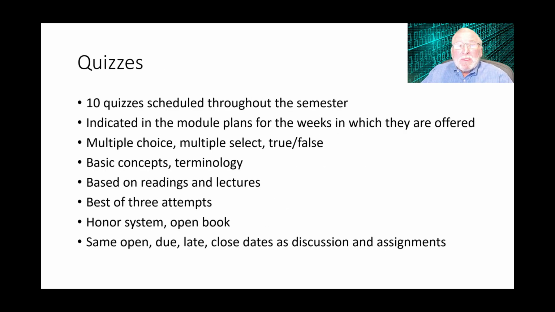There will be 10 quizzes scheduled throughout the semester. These will be short, usually between 15 and 25 multiple choice, multiple select, and true-false questions. These cover terminology and basic concepts drawn from the readings and the lectures. You'll be graded on the best of up to 3 attempts, and the grading scheme is adjusted to 20 points per quiz, 90 to 100 is an A, 80 to 89 is a B, and so on.